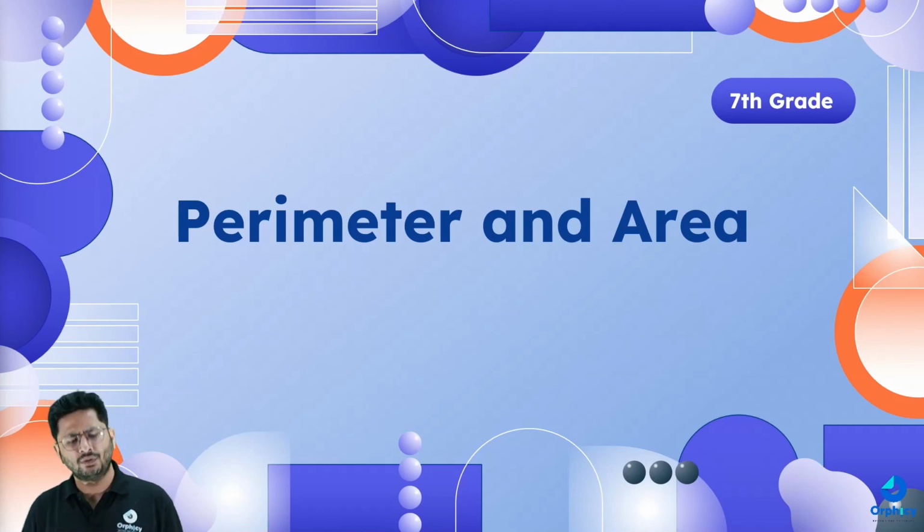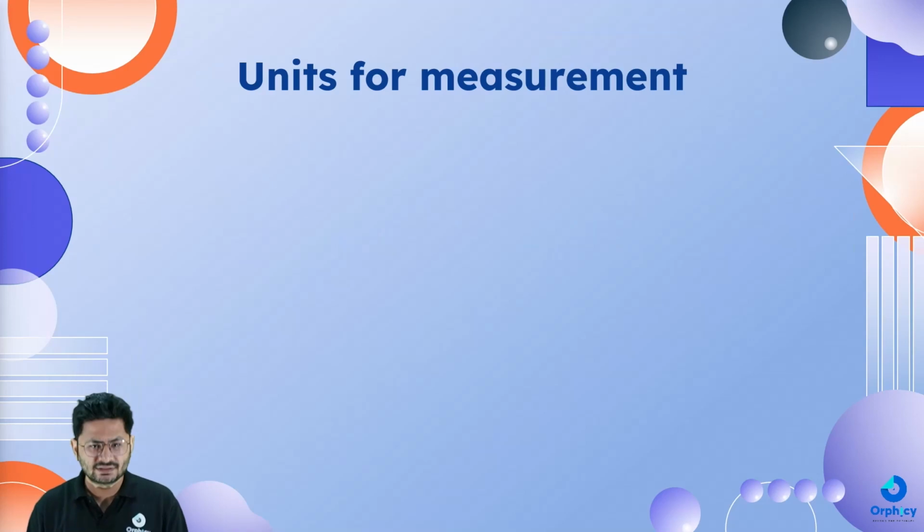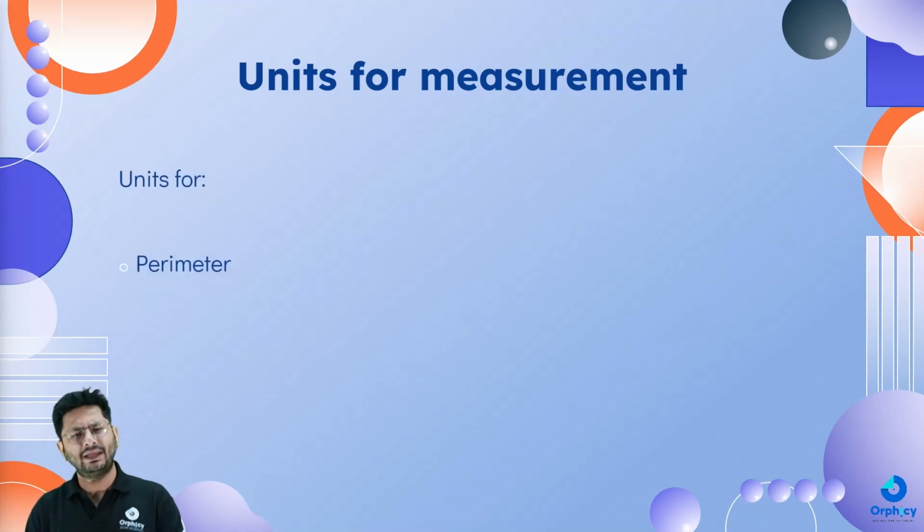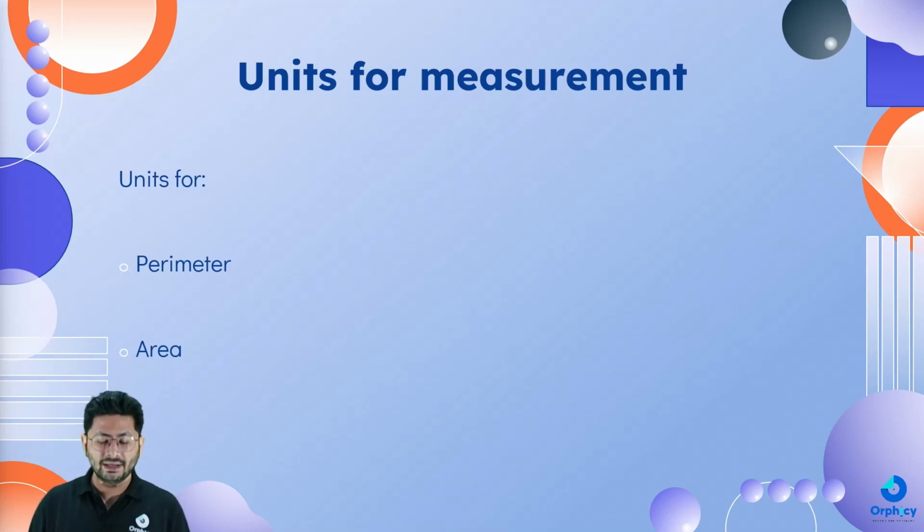Okay, so first of all, we'll start with the different units of measurement. The units for perimeter are centimeter, meter, millimeter, decimeter, kilometer and so on. Similarly, units for area are meter square, centimeter square, kilometer square, millimeter square. So there's a square over the unit.